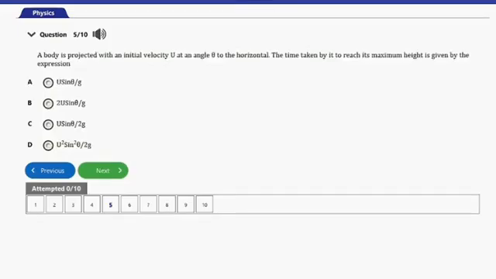So the next question here is question number 5. It says, a body is projected with an initial velocity u at an angle theta to the horizontal. The time taken by it to reach the maximum height is given by the expression A, u sine theta over g. So guys, the answer to this question here is option A here. We don't need to check further for the rest of the options. The answer here is u sine theta over g. So that's it for this question. Let's go ahead and consider the next question, guys.